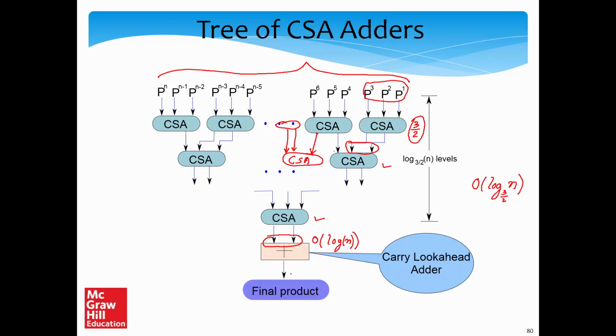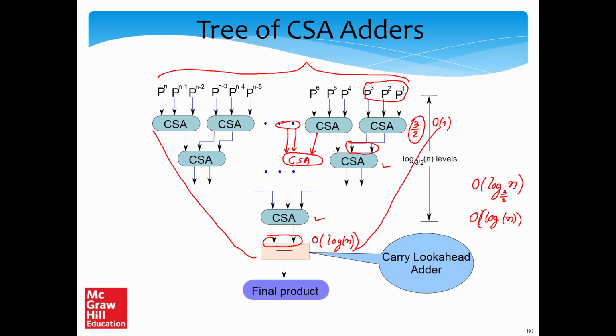So let's now compute the total time of this tree of CSA adders, which is also called a Wallace tree multiplier. Since we have this tree over here, the tree has log of n to the base 3 by 2 levels, and each level takes order one time because one CSA adder runs in order one time. So the total time required is order of log of n to the base 3 by 2, which is the same as order of log of n, and the reason being that the base of log does not matter because log to any base and log to any other base are related via a constant factor, so those constants can be ignored.